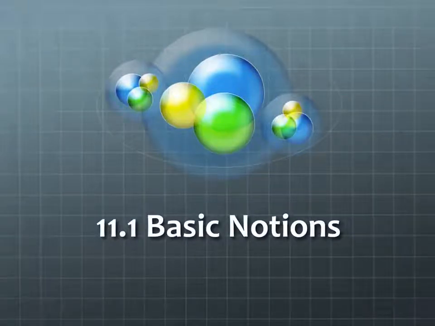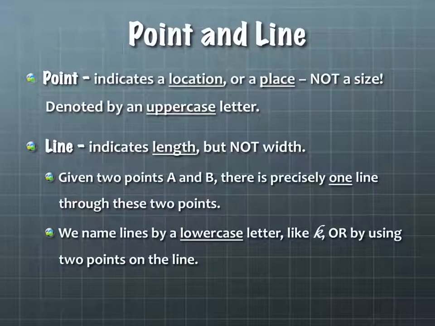Section 11.1, Basic Notions, is where we're going to begin today. And we're going to start by giving some definitions, or maybe even some of them aren't exactly definitions, but they're sort of descriptions, at least a little bit, of what we mean by certain things. For example, the word point indicates a location or a place.